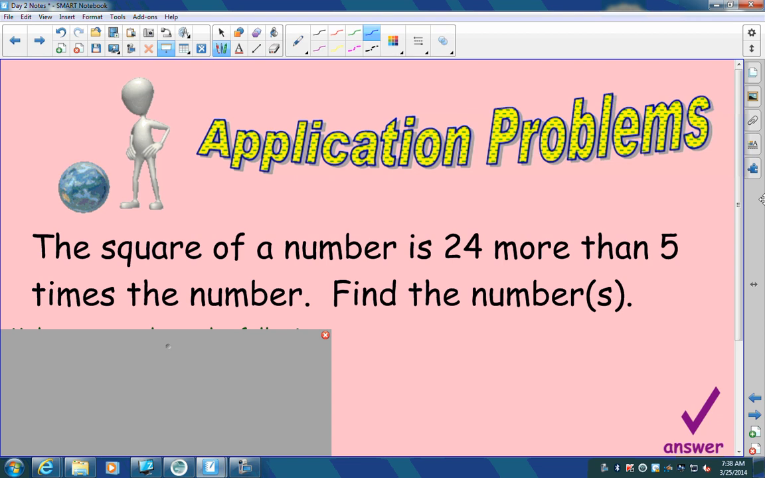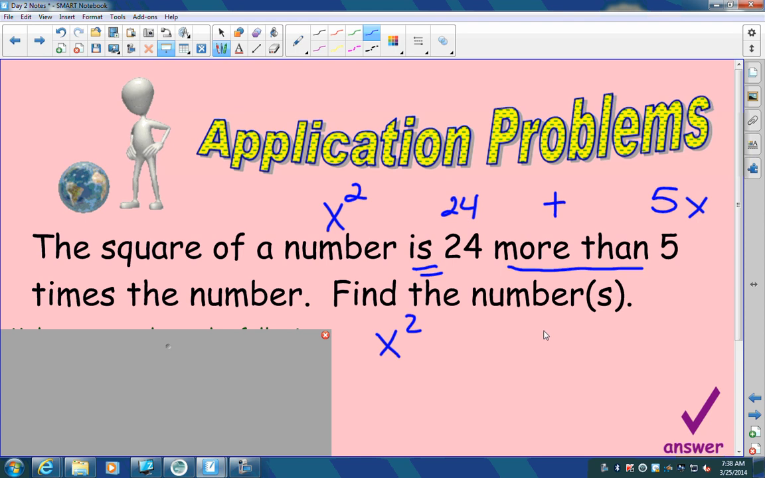First off, it says the square of a number. Do we know what the number is? No, that's what we're trying to find. So that's telling us that's x. So it's saying the square of a number, x squared, is 24. More than means plus 5 times that number, 5x. So I have x squared equals 24 plus 5x.